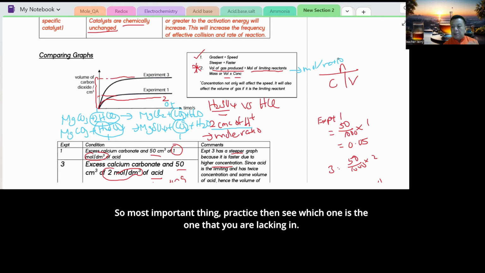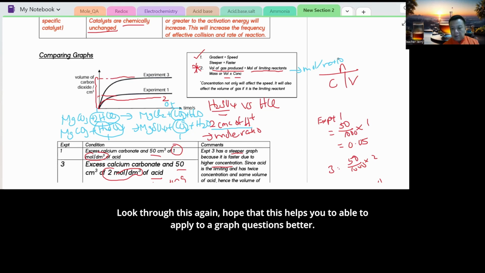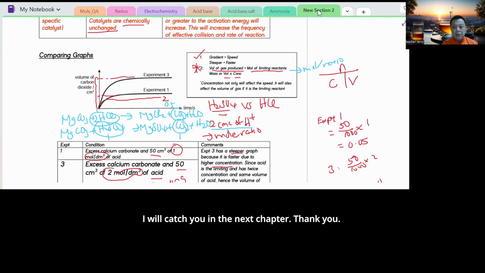So the most important thing is practice, then see which one is the one that you're lacking in. Look through this again, and I hope this helps you to apply it to graph questions better.